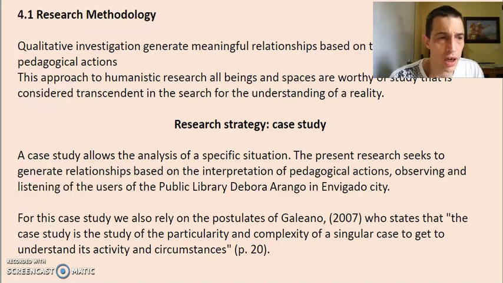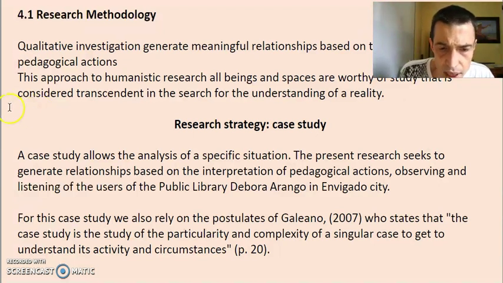Research strategy. The strategy is a case study that allows the analysis of a specific situation. The present research seeks to generate relationships based on the interpretation of pedagogical action, observing and listening to the users of the public library Deborah Arango in Envigado City. For this case study, we also rely on the postulate of Galeano, who states that the case study is the study of the particularity and complexity of a singular case to get to understand its activity and circumstances.